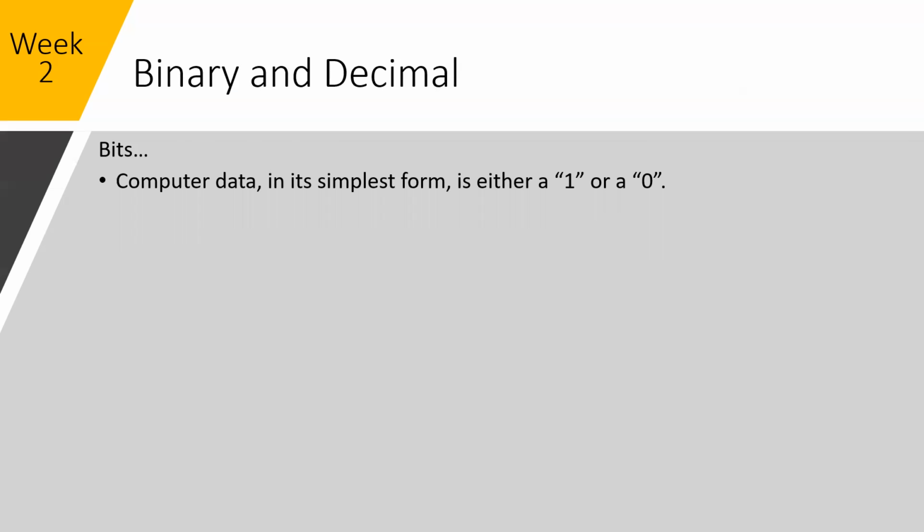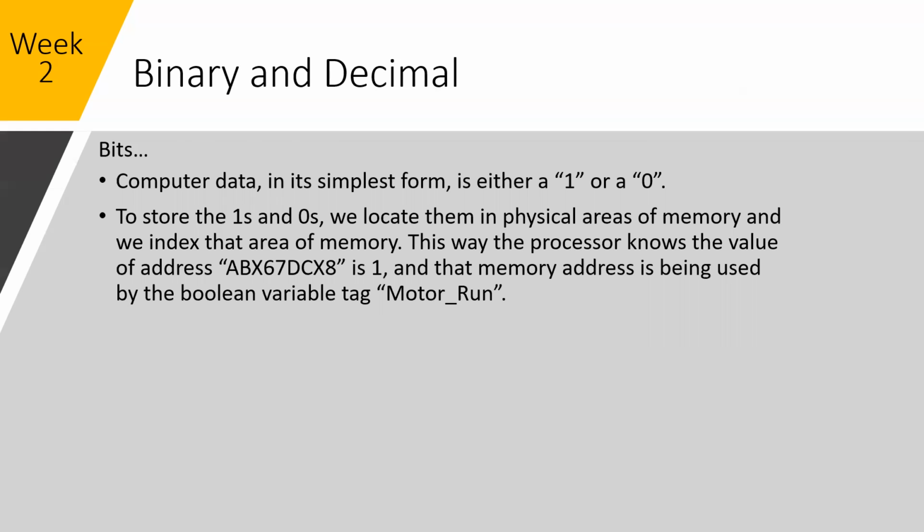So binary and decimal. Computer data in its simplest form is either 1 or 0, binary. To store the ones and zeros, we locate them in physical areas in the memory and we index that area of memory. The way the processor knows the value of that address is 1, and that memory address is being used by a Boolean variable tag, motor run. Does that make sense? So there's a lot in there. They're calling an address. So that could be a tag. That Boolean tag could be 1 or 0. So again, on or off.